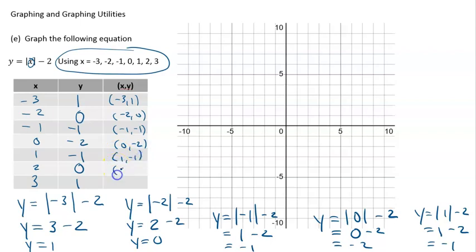And again, if you're in a hurry, you may want to skip that column, but it does drive home what we're doing. So let's plot these points. -3, -1, right here. Okay, I did that wrong because I'm not reading. Let's try that again. -3, +1. There we go. -2, 0, right there on the x-axis. -1, -1. 0, -2, 1, -1, 2, 0, and 3, 1.